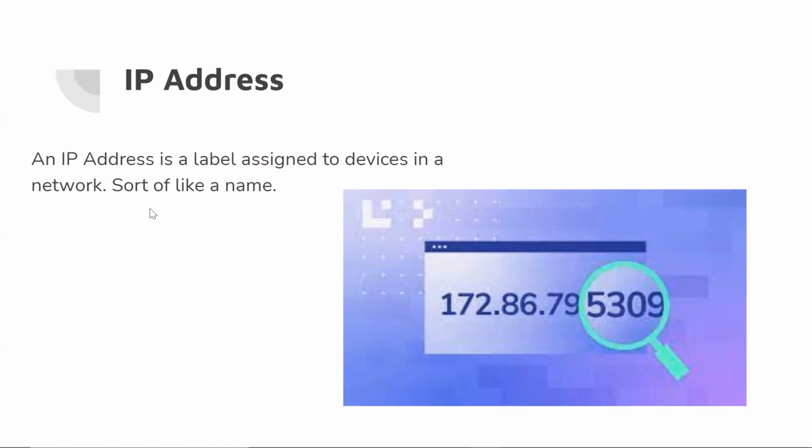So as I was saying, wait, you guys know what hosts are? Okay, hosts are basically computers and they can connect to a network and they're hardware devices. An IP address is a label assigned to devices in a network. And note that IP addresses are going to be unique. So two devices cannot share the same IP address. And you can basically think of them as a name.